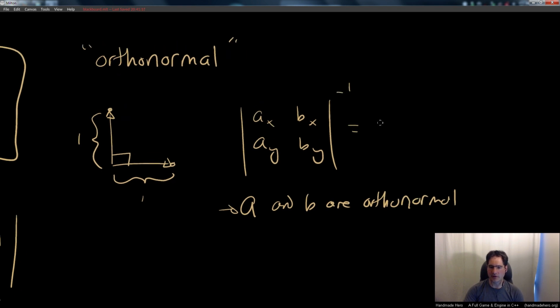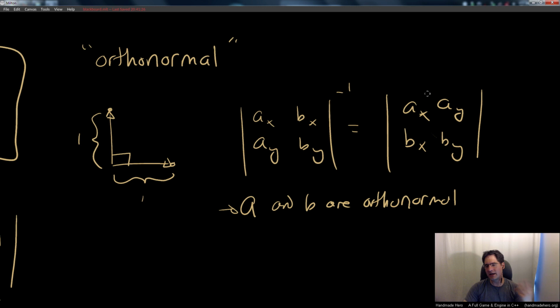Then the inverse of this just equals the transpose. And the transpose just means flipping everything around the diagonal, right? It's ax, ay, bx, by. So you can see the ax and the by stay in the same place, but the ay and bx swap, right? Now, it's a little confusing.